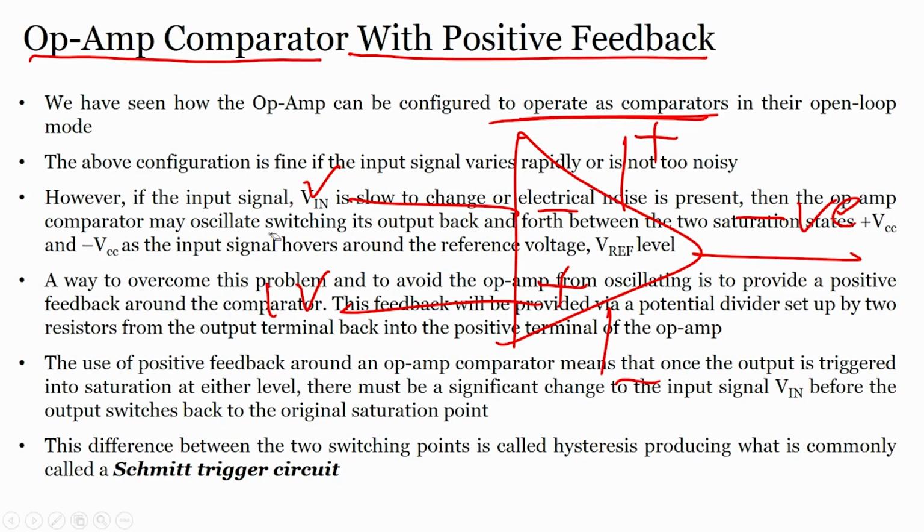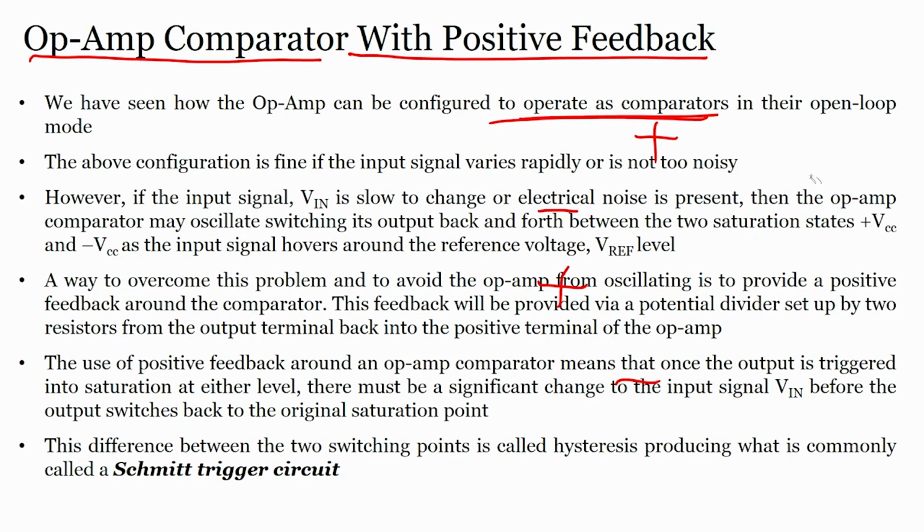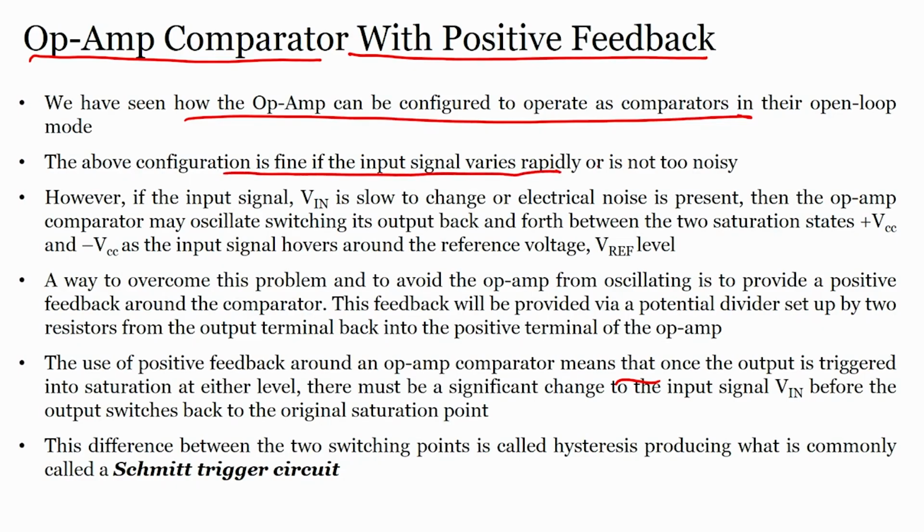And if my inverting input is 1 volt and the non-inverting input is 2 volts, that means my non-inverting input is higher than the inverting input, and my output will go to positive saturation. This is open loop. Now, if I apply positive feedback, what will happen? The above configuration is fine only when your input signal varies rapidly and is not too noisy. That is very important. If the input signal is too noisy, we cannot use the op amp in open loop configuration.